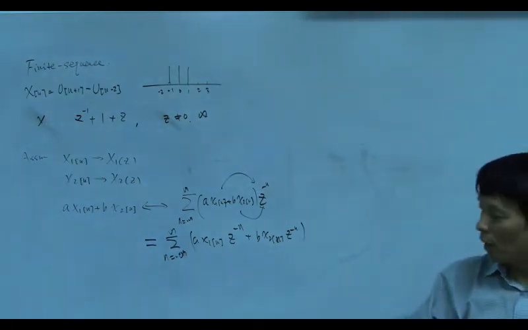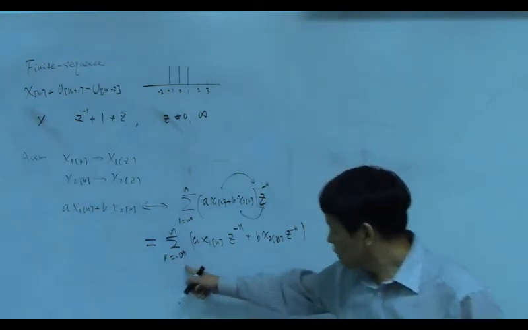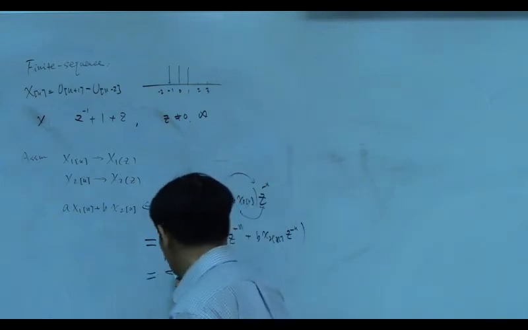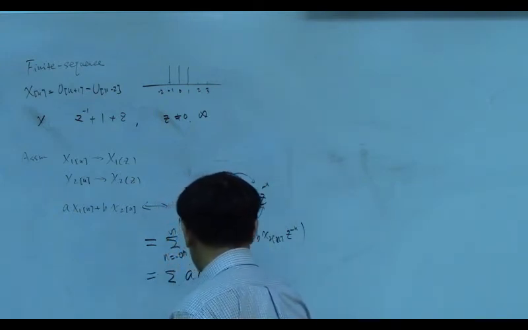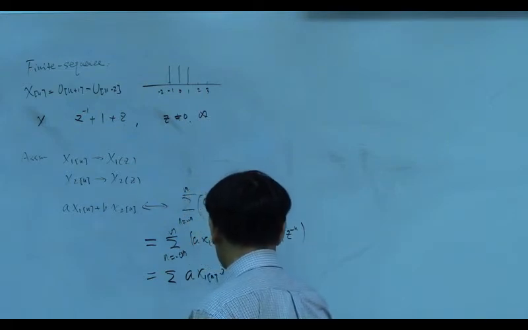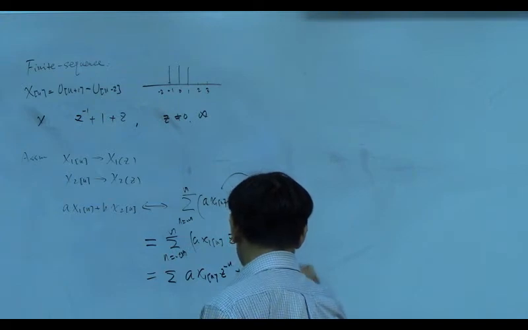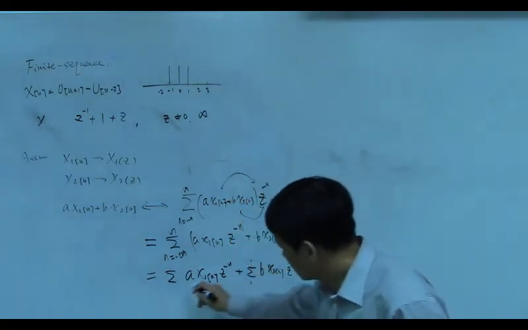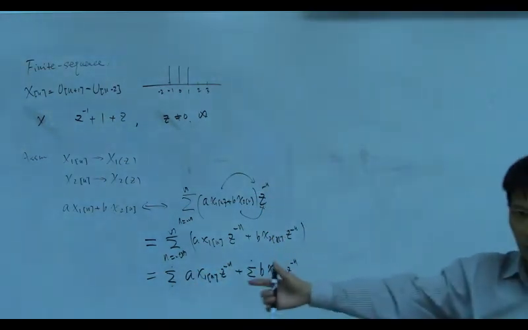Now, this summation is linear. We know this from math. So I can do this plus, then sum this. So this one will be equal to the summation of a x1[n] z to the negative n, plus the summation of b x2[n] times z to the negative n. There are some limits here. I'll just ignore this, so we just copy the same thing.